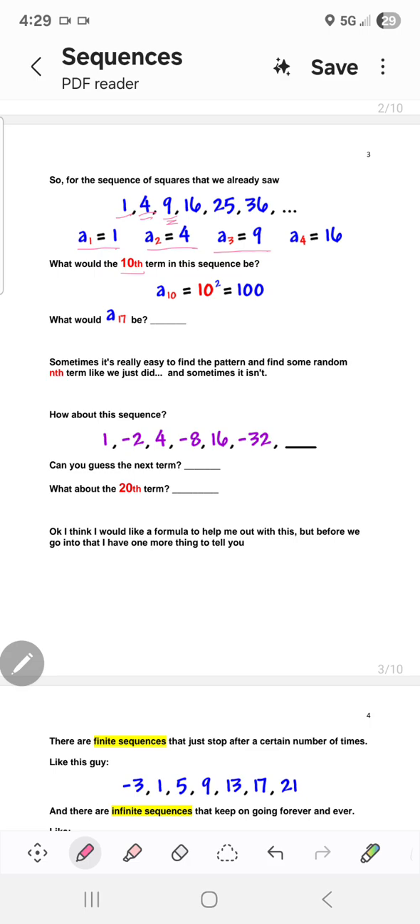If you know the pattern, right, you know the equation, then that's fine. Well, what about A17? That'd be the 17th term. Well, all I have to do is square it. So I get 289. So sometimes it's really easy to find the patterns, and then sometimes it's just not.